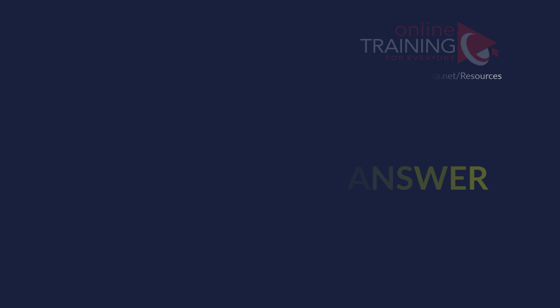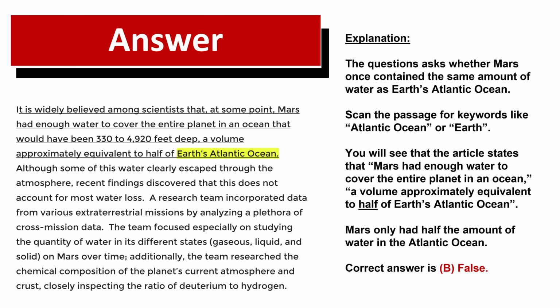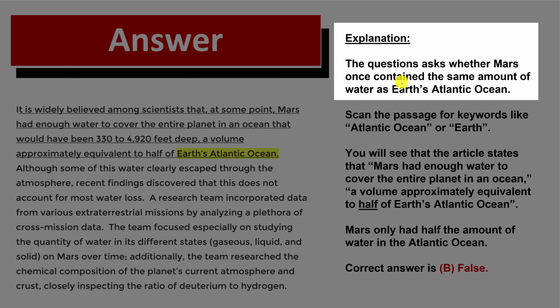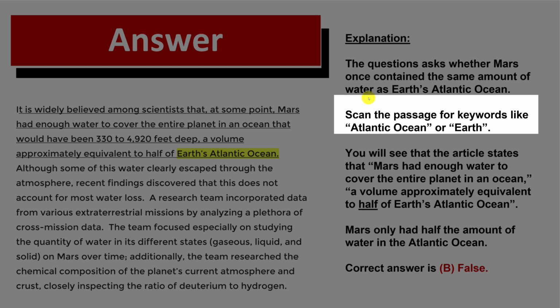Typically, in questions like this, you're presented with the passage that is very hard to understand. It also contains a lot of scientific or professional words that are not used in the common English language. So your goal here is to scan through the passage to see if you can quickly come up with the answer, because you have limited time on the test. So the question here asks whether Mars once contained the same amount of water as Earth's Atlantic Ocean. So you need to scan the passage for keywords like Atlantic Ocean or Earth.